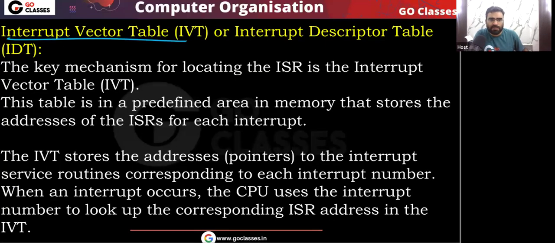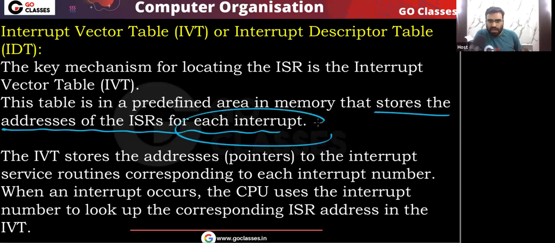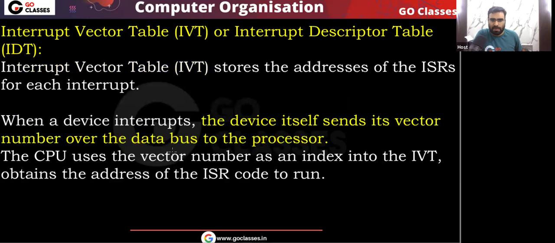So we have seen what the interrupt vector table is. It is called the IVT, or you can call it the interrupt descriptor table, IDT. What is the idea? This interrupt vector table stores the address of the ISR for each interrupt. For every interrupt, the address of the interrupt service routine is stored in the interrupt vector table. Remember, this table is already present in the main memory.